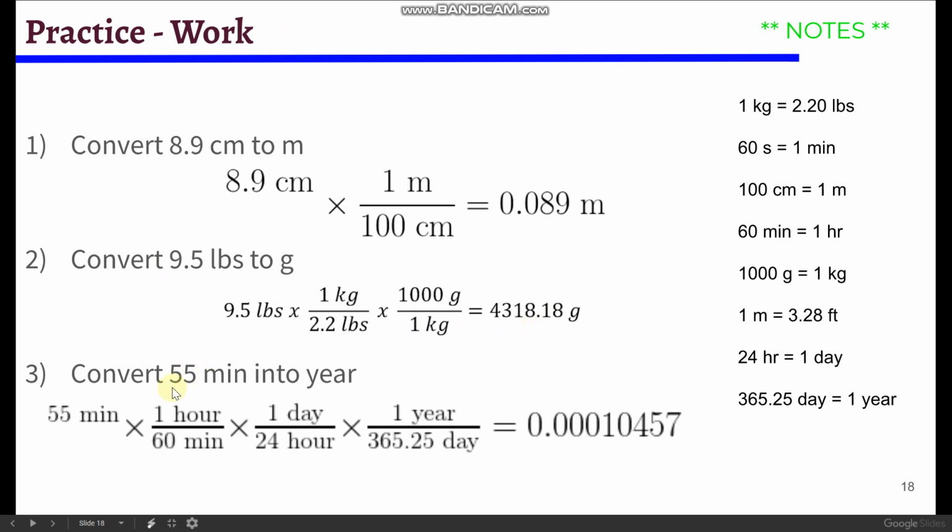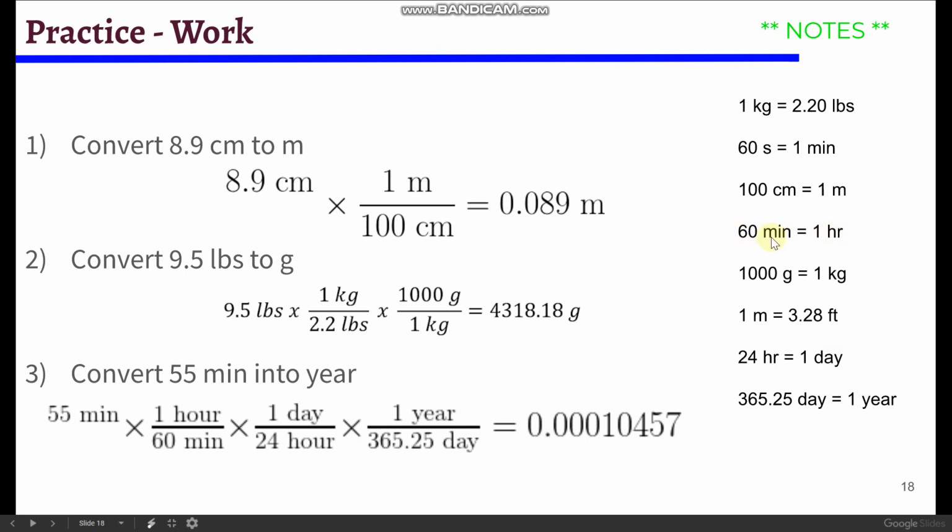Okay, and so then last up, converting 55 minutes into a year. So we start with 55 minutes. Let's take a look and see which of these units have minutes in them. Well, it could be this one. This one has 1 minute, but then that takes us into seconds. So that seems like we're going the wrong way, right? Because a year is longer than a minute, and a second is shorter than a minute. So we want to get it to a unit of time that's longer than a minute. So we're going to use this one right here because it has hours in it. And we know that an hour is longer than a minute.